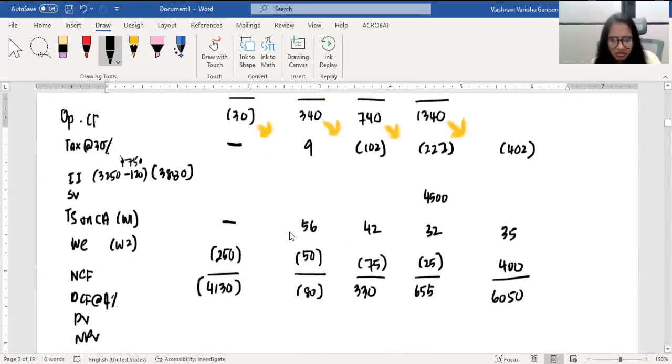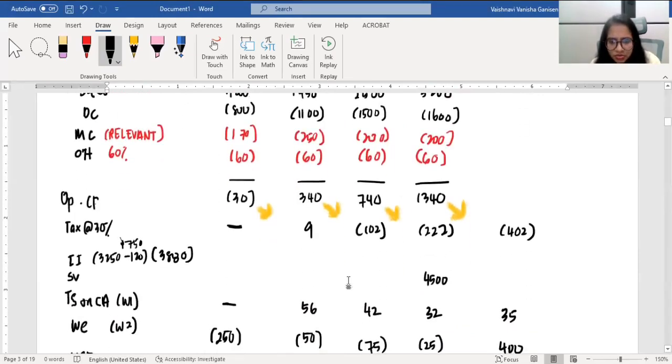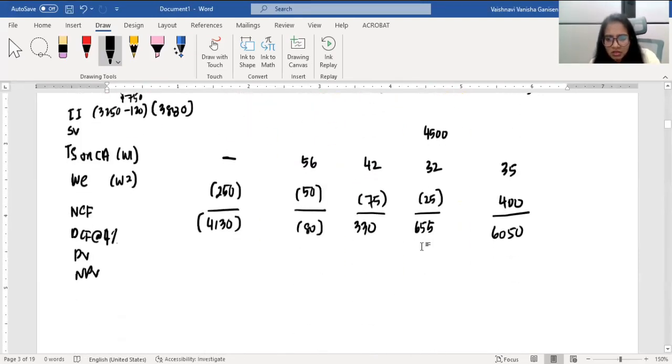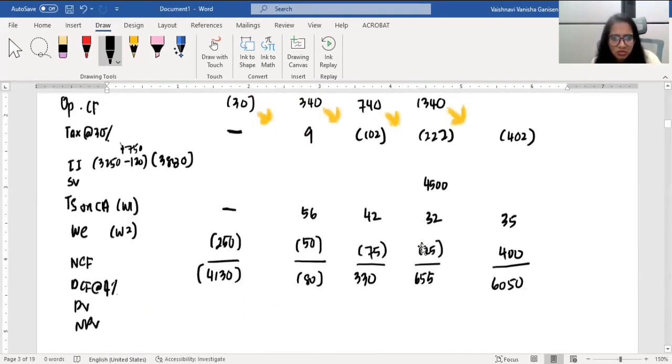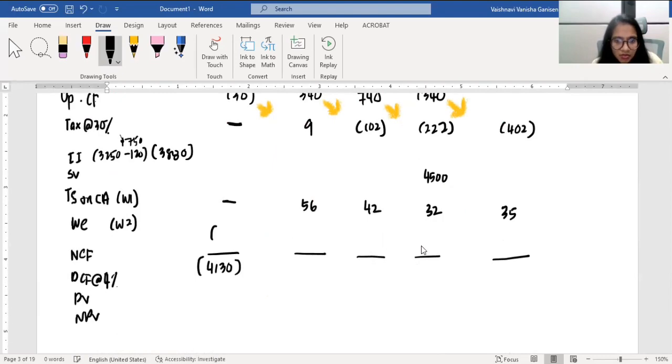Okay, something is not right here. 1, 2, 3, 4. 4130, 80, 330, 655. Year 2, year 3, year 4. Let me see. Year 0. Oh, it's in the wrong column. Sorry guys, this is in the wrong column. I told you I might have a little bit of an alignment problem here.